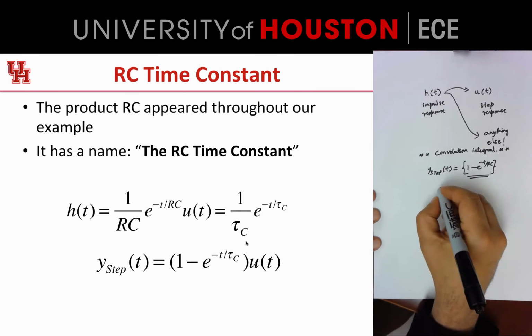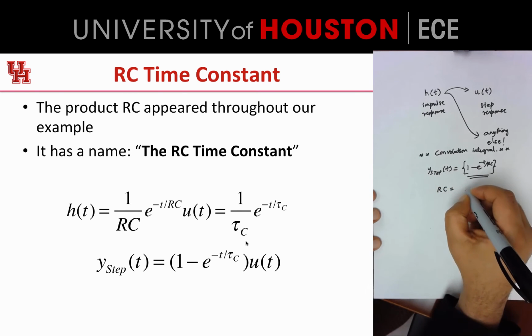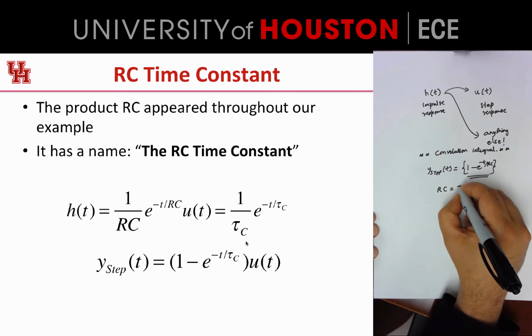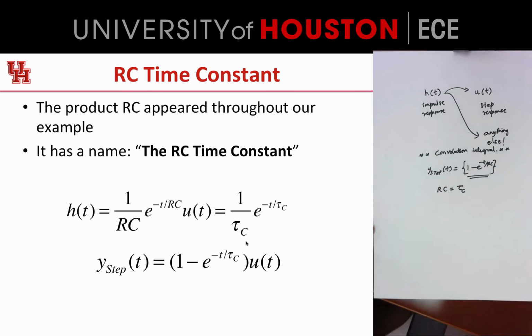So this number RC that you see out here is called the time constant, and we denote that tau C. If you have a big fat capacitor, the time constant is going to be very long, and if you have a tiny capacitor, the time constant is going to be very short.